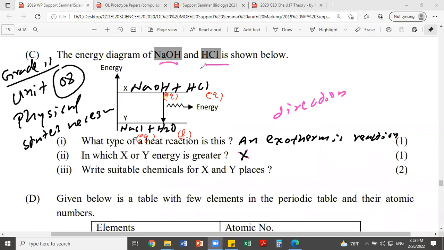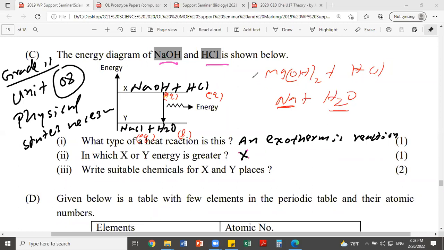What are the other reactions that they can give for this? Instead of sodium hydroxide and HCl, they can give magnesium hydroxide and HCl, like milk of magnesia. Magnesium hydroxide is a base. Any acid base reaction is exothermic. In addition, they can give sodium plus water. A piece of sodium reacting with water is exothermic.